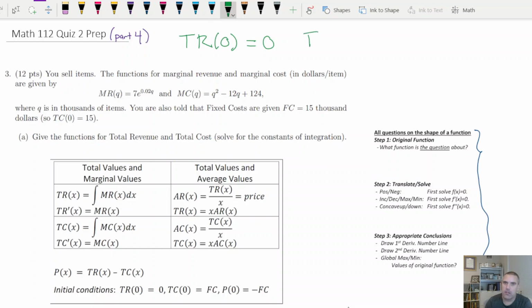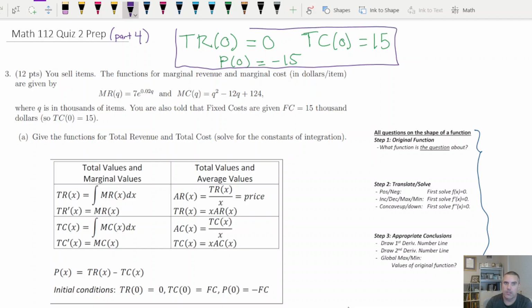What are the other ones? The starting cost is what we call fixed cost. We saw that in Math 111, but even if you didn't take Math 111, it's something we've seen this term. And this problem is telling me that's 15. The only other thing is profit at 0. Profit at 0 has to be revenue minus cost, so it's going to be 0 minus 15. So profit is negative 15 when we start. So in this problem, we have the initial condition. I just wanted to state that up front. We know where everything starts.